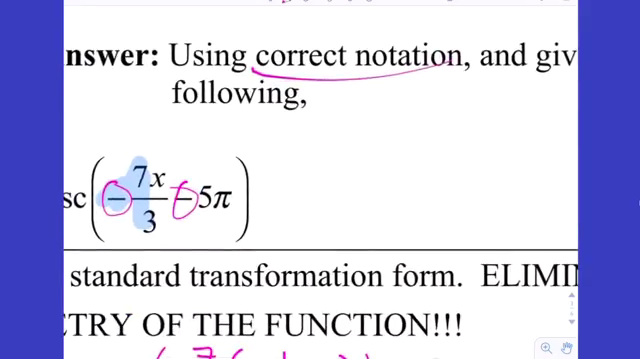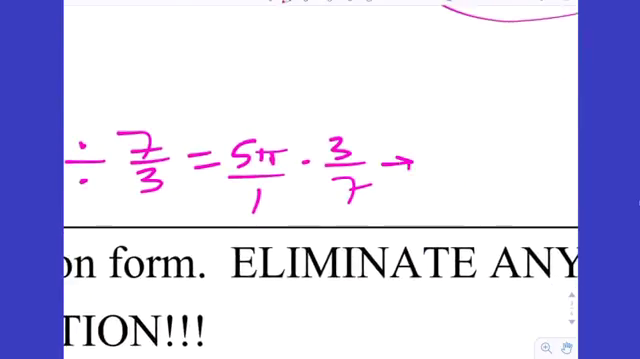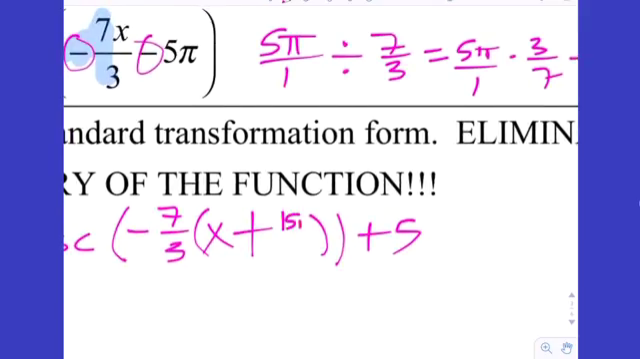All right, so here we go. 5 pi, that's what we're starting with, and we're dividing out a 7/3. So that is 5 pi now times the reciprocal, 3/7 over 1. Nothing divides out, so we just multiply straight across, and we get 15 pi over 7. And that goes right here, 15 pi over 7.